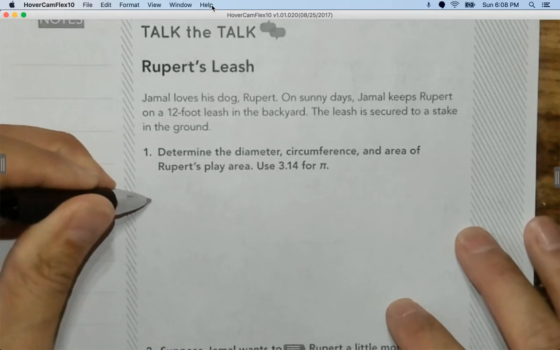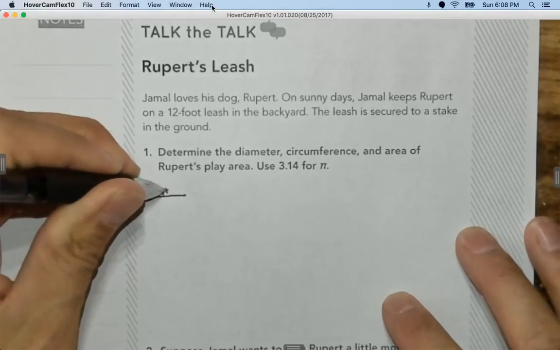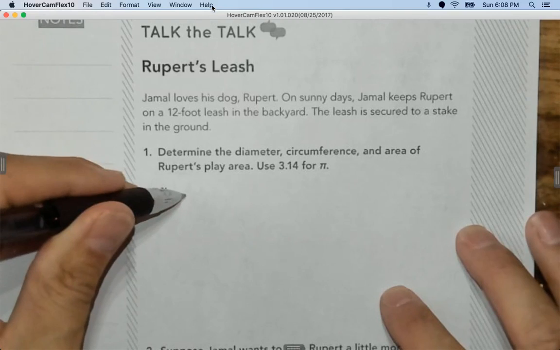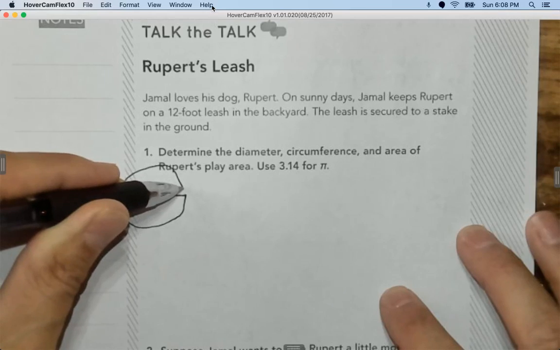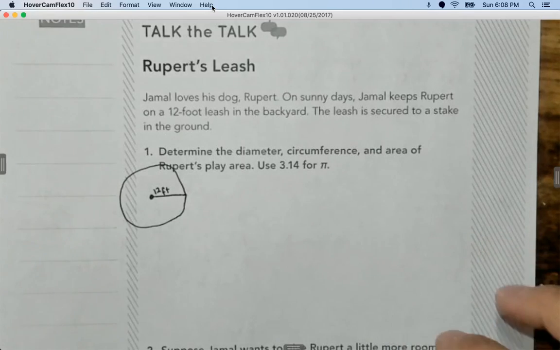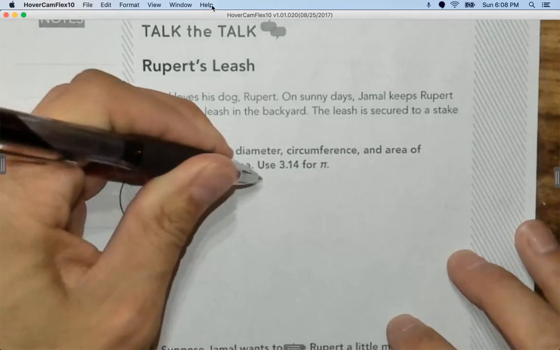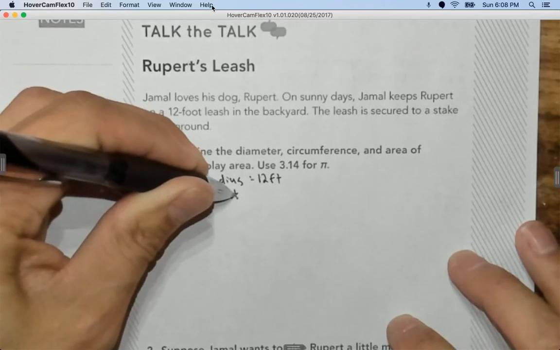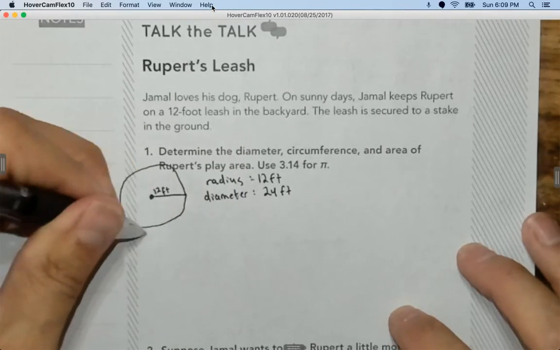Okay, so we've got a stake in the ground. We have a 12-foot leash. So if that's the case, Rupert could go anywhere around here, all points that are 12 feet away from the stake. And so that would form a circle according to the definition of a circle. If the radius is 12 feet, the diameter would be double that, 24 feet.